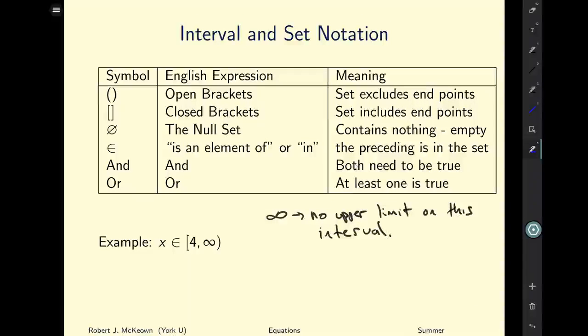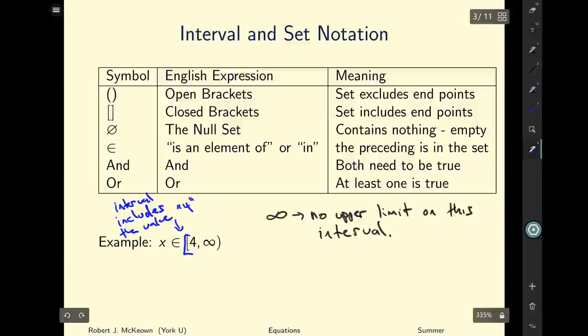The next thing I want you to notice is that we have a square bracket. A square bracket represents a closed bracket, and so what does this mean? This means the interval includes the value 4.